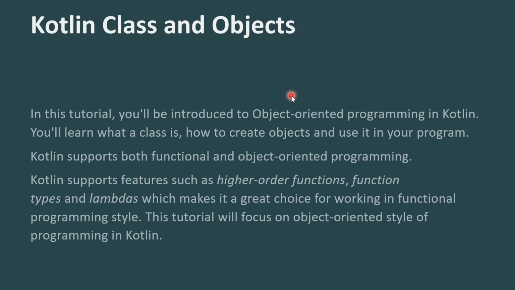Kotlin classes and objects. In this tutorial, you will be introduced to object-oriented programming in Kotlin. You will learn what a class is, and how to create objects and use them in your program. Kotlin supports both functional and object-oriented programming. It supports features such as higher order functions, lambdas and function types, which make it a great choice for working in a functional programming style. This tutorial will focus on the object-oriented style of programming.